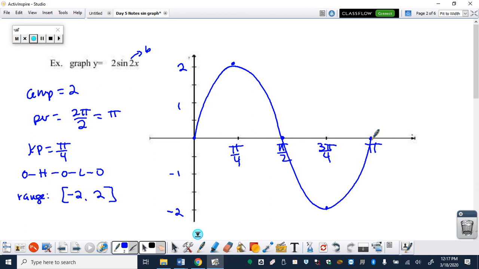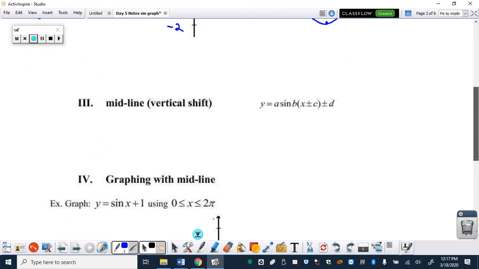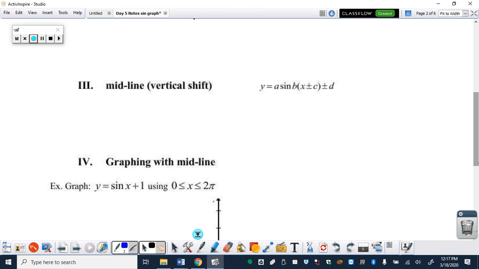In the next section, we're going to add a vertical shift to our graph. Let's review what we know so far. The number out in front, which is the letter A, is the amplitude. This is the distance from the midline.